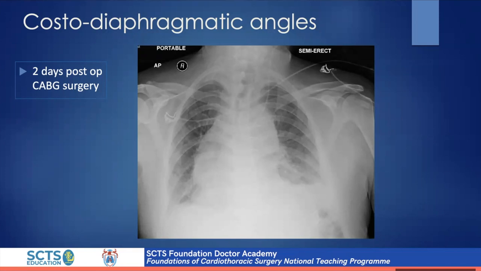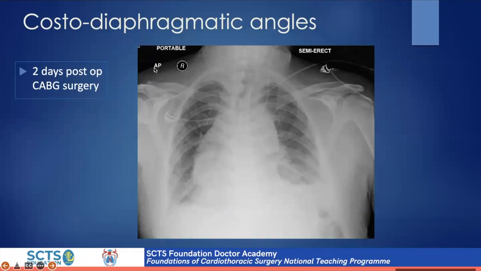Sure. Excellent. So you've gone to the most obvious abnormality here, which is this blunted left costodiaphragmatic angle. And we can see that there's a meniscus level here. So it's indication of a left-sided pleural effusion. This patient's also got a blunted right costophrenic angle as well. So this could indicate signs of overload as well as a left pleural effusion as well.